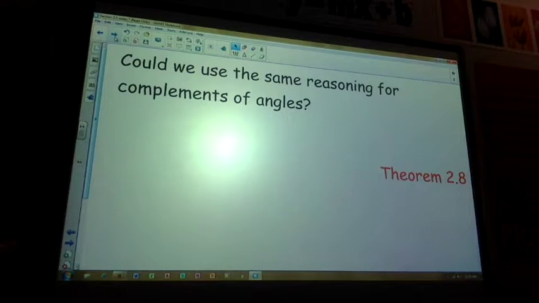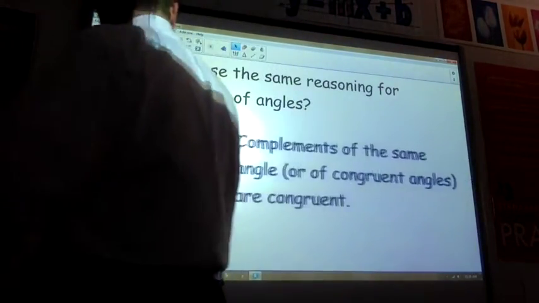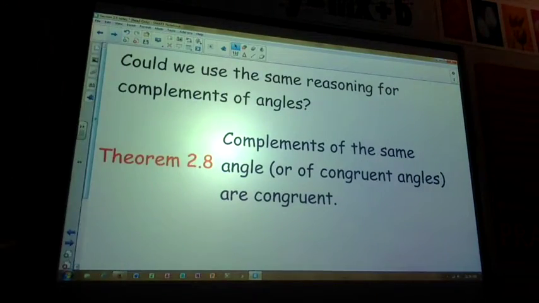Could we use the same reasoning for complements of angles? So, theorem 2.8, complements of the same angle or of congruent angles are congruent. So we just talked about supplements, that's 180. What are complements then? 90s. Okay, so it still works the same way.